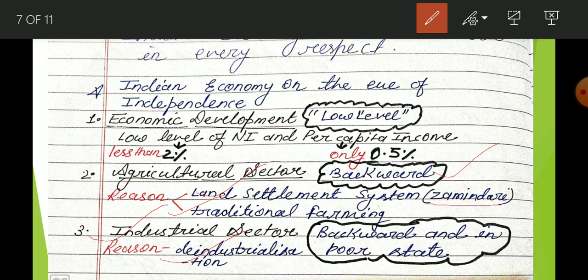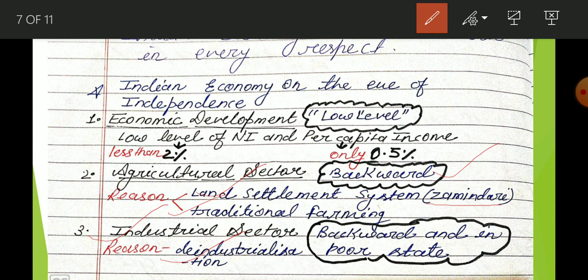Okay, so I think you are able to understand this chapter. We are going to learn it within 8 headings. The first heading is economic development. Here we are going to learn about the low level of national income and the low level of per capita income. Our national income's growth rate is less than 2%, and our per capita income's growth rate is only 0.5%. When I explain it, we are going to learn it in detail.